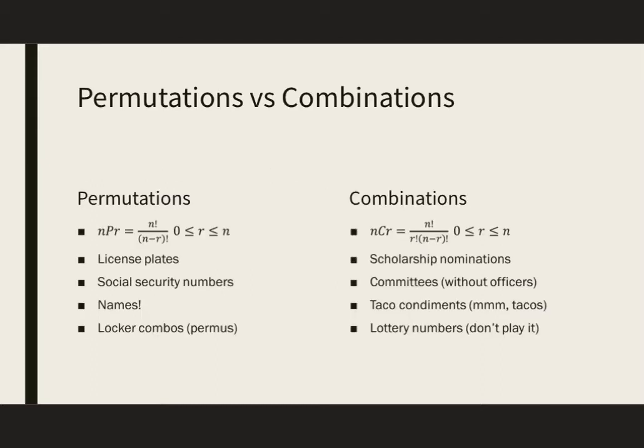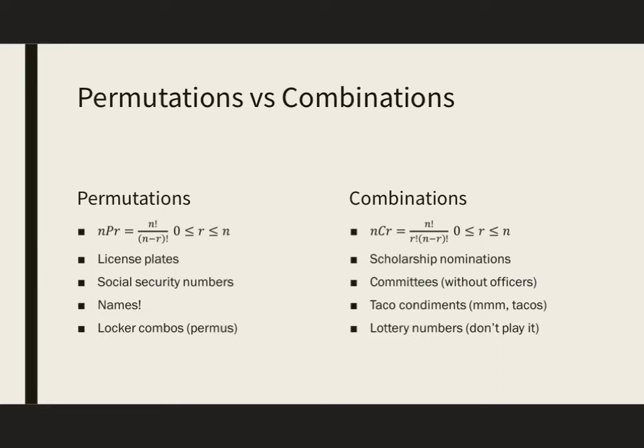What is the difference between permutations and combinations? Here you go. On the left, you see permutations with the formula and just a few examples. So license plates, it matters what order the numbers and letters are in. Social security numbers, clearly it matters. And your names, the way that we say your name would be different if the letters are switched up. And then you might think that a locker combo, given by the name combo, is a combination, but most are not because it matters what order that you enter the numbers. So a little shortened version, permuse.